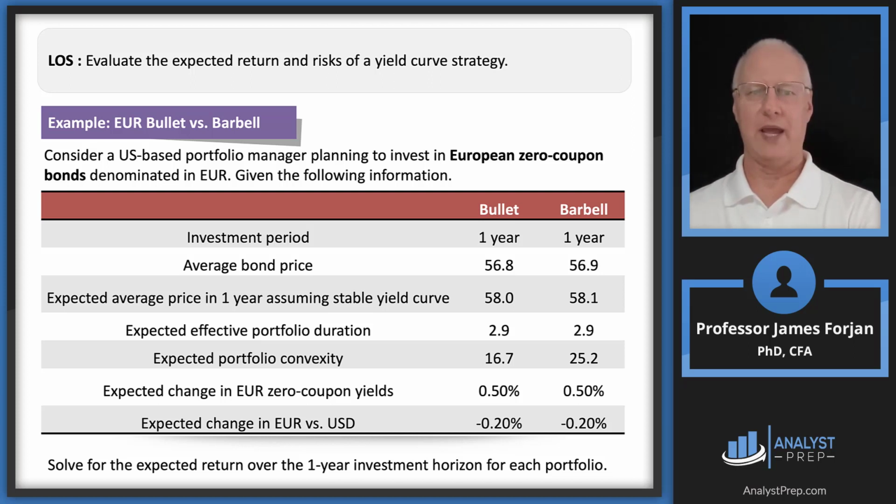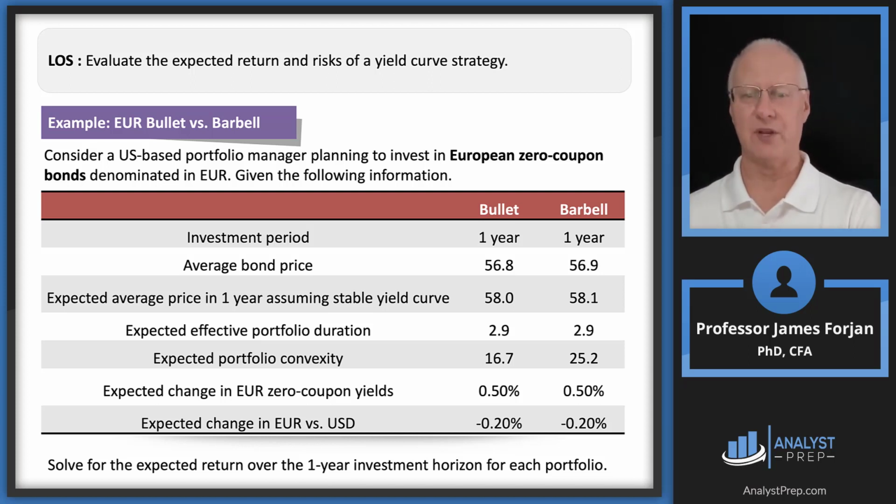A bullet versus a barbell portfolio. So we have a 1-year period, and we just decided to do 1 year to make life simple. The examples in the reading go to much longer time periods. I'm not sure they really add any value. Average bond price, there we go. They're both around 56. Expected bond prices in a year are probably around the same number.